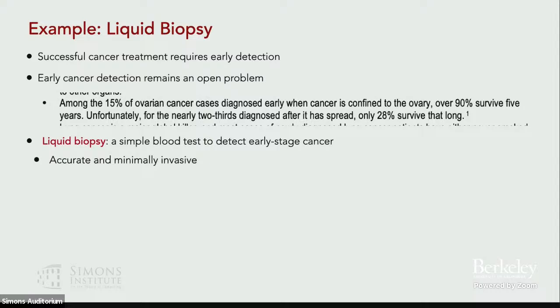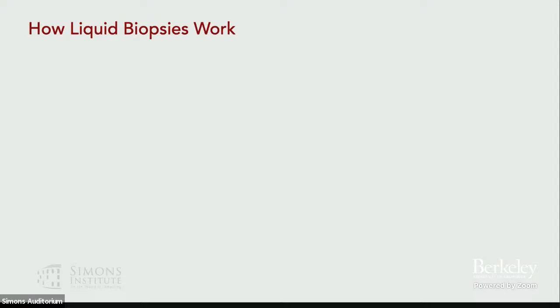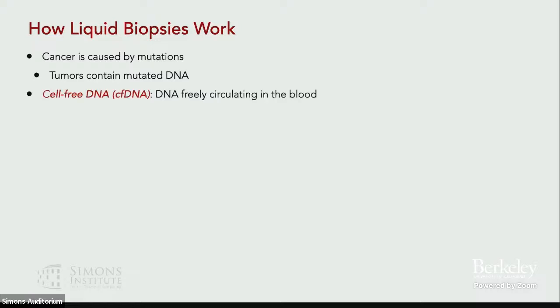So now let me move on to how this could actually work in practice. Why do we hope that liquid biopsy blood tests can be used to detect cancer? This is based on a few facts. The first fact is that cancer is caused by mutations, and our tumor will contain mutated DNA. The second fact is that when a cell dies, it sometimes releases its DNA into the bloodstream. So if you have a tumor, then your blood will have tiny trace amounts of mutated DNA, and that should serve as a signal for whether you have cancer or not, right? The DNA that's circulating in your blood, we call it cell-free DNA.